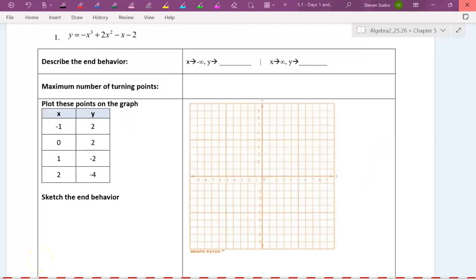All right, so I'm going to ask you to do this part here a little piecemeal. We're going to do the end behavior, and we're going to plot these ordered pairs, and then just sketch the end behavior. This is going to be something that you got to pay attention to. I just want to sketch the end behavior, and we'll talk about that here in a moment. So take a moment, describe the end behavior, the number of turning points, and plot these ordered pairs, and then pause, don't do anything else.